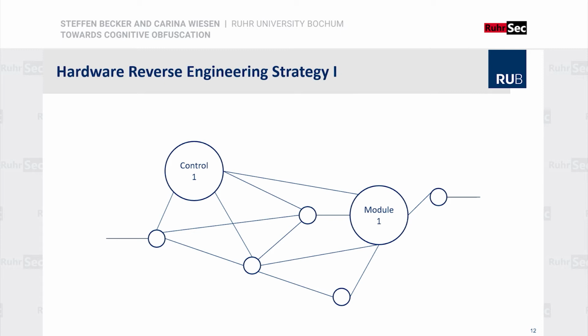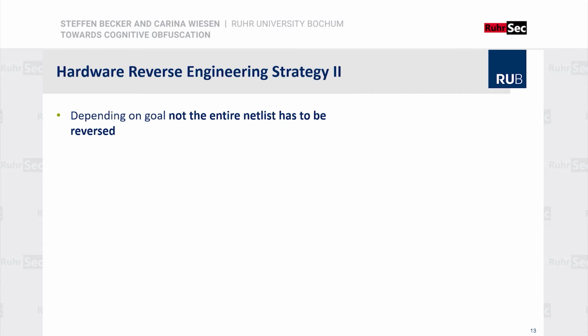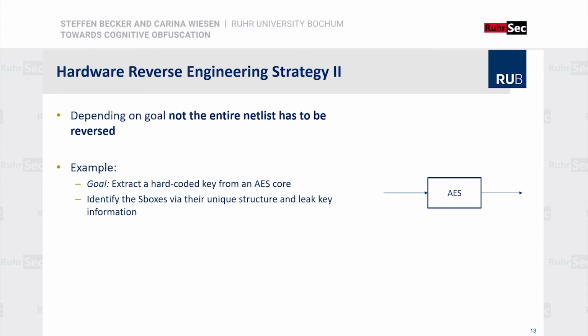After initial modularization, the modules of interest have to be inspected further, also incorporating their basic combinational functionality and sequential behavior. Depending on the goal of the analyst, not the entire netlist has to be reversed, but it may be sufficient to only analyze the areas of interest. For example, a reverse engineer who wants to extract a hard-coded key from an AES core might first search for the unique structure of the S boxes in order to conduct malicious manipulations on them, which eventually lead to key extraction.